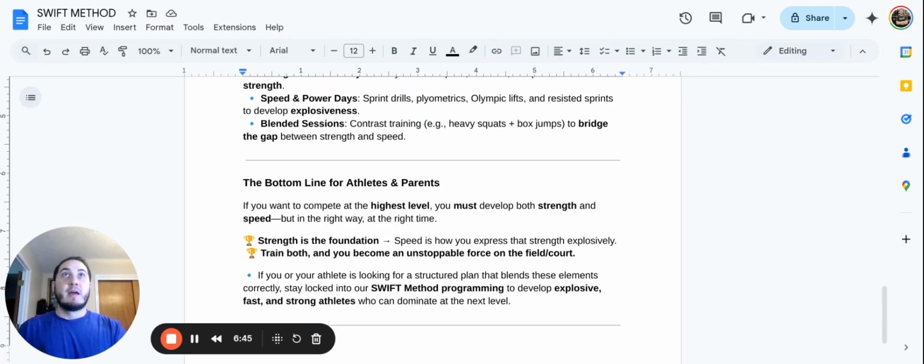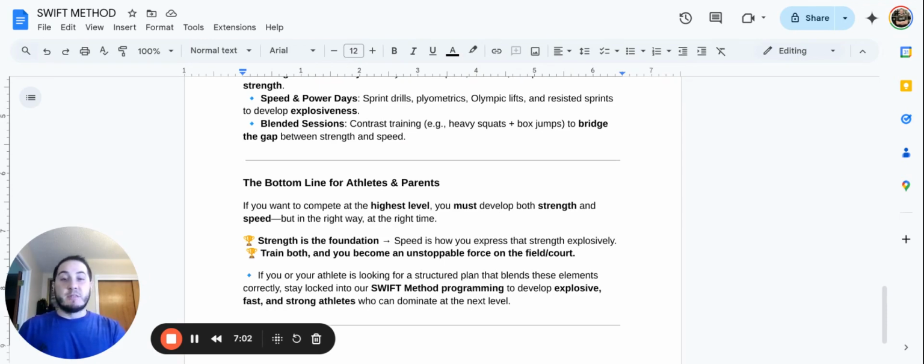You can increase speed and maintain strength. You can maintain strength, increase speed. You can maintain both, but at some point, one is going to naturally plateau and the other one's going to keep going a little bit longer. That's fine as long as you give yourself a gut check and you're patient with it.